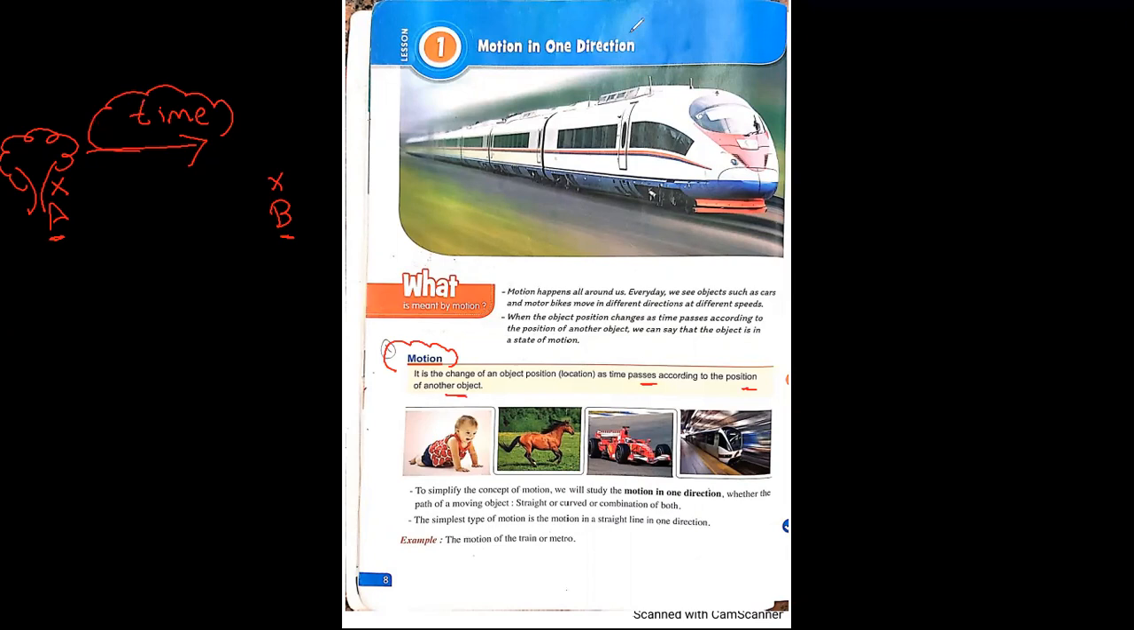Sara, can you hear me? Yes, teacher. Okay, what's the meaning of motion, Sara? It is the change of an object's position or location as time passes according to the position of another object.